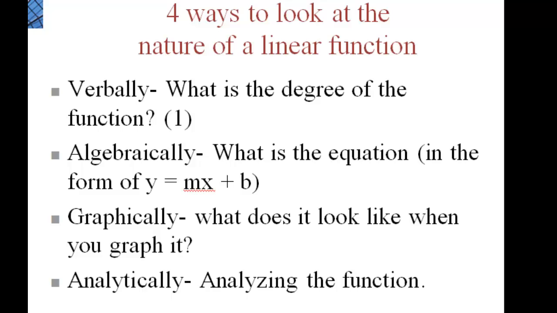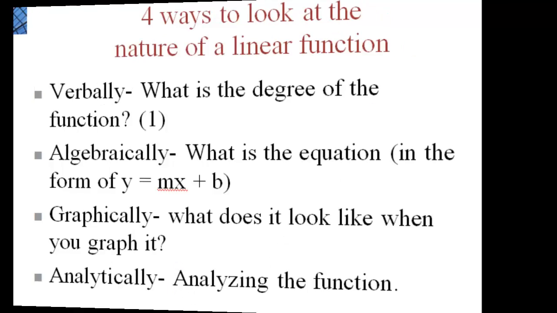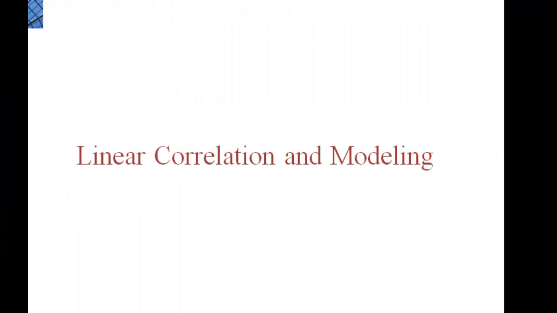Looking at the nature of a linear function, there are 4 different ways. We can look at it verbally. What's the degree of a function? If it's a linear function, the degree is going to be 1. We could look at it algebraically. What's the equation in slope-intercept form? We can look at it graphically. What does it look like when you graph it? And we can analyze the function. We learned how to use the graphing calculator to make a scatter plot. We've learned how to compute a regression line and put that regression line onto the scatter plot. We're going to look a little bit deeper into the regressions at this point.